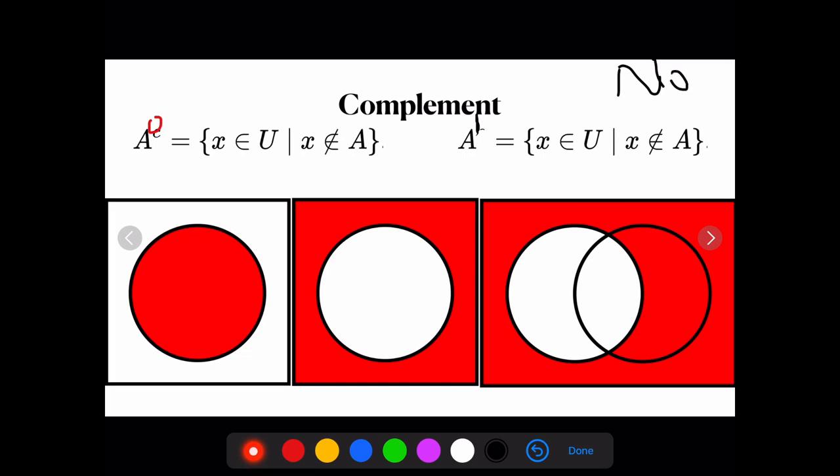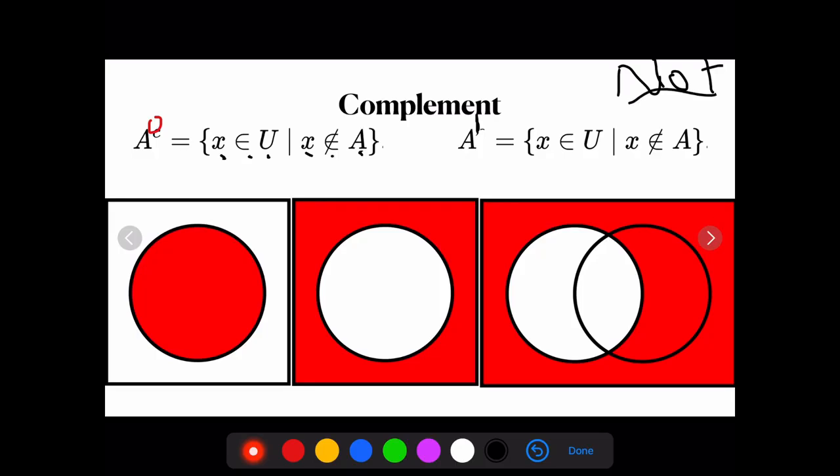we're going to study logic next, and in logic that's called "not." So you'll see both the C and that line. But basically it means X is an element of our universe, but X is not an element of our set. So X is an element of the universe, but X is not an element of the set.